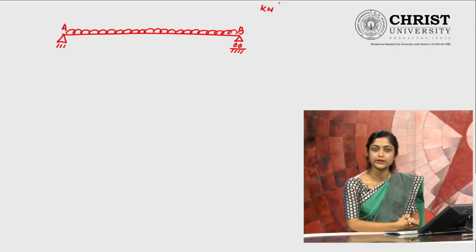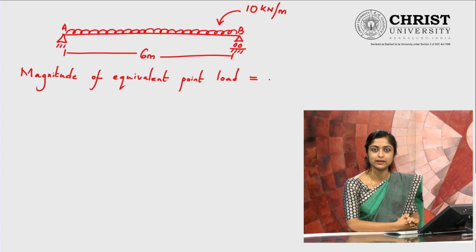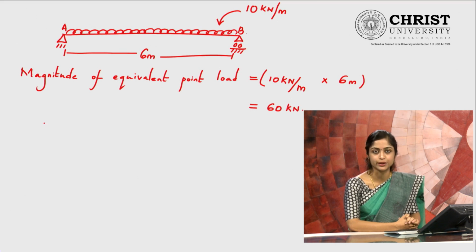The intensity of loading is written in terms of load acting per meter. Here, let us consider a UDL of 10 kilonewton per meter acting on the full span. This uniformly distributed load has to be converted into an equivalent magnitude of point load before further analysis. The magnitude of the equivalent point load is equal to 10 kilonewton per meter acting over a span of 6 meters, that is 10 into 6, which is equal to 60 kilonewton.